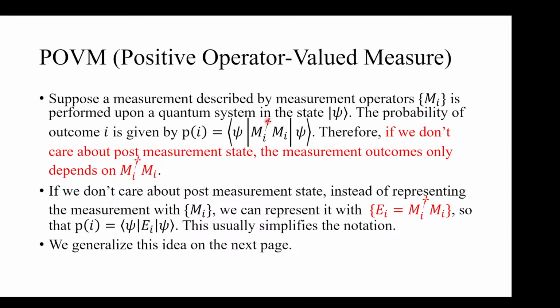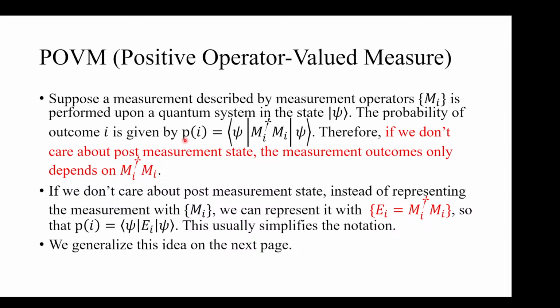So we see that if we don't care about the post-measurement state, and we only care about the outcome probability, then we don't really need to know what M_i is. Instead of knowing M_i, we only need E_i equal to M_i dagger M_i. Then you can write the outcome probability as ⟨ψ|E_i|ψ⟩. So if you record only E_i, you can still know the output probability.